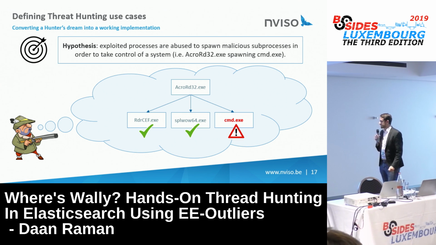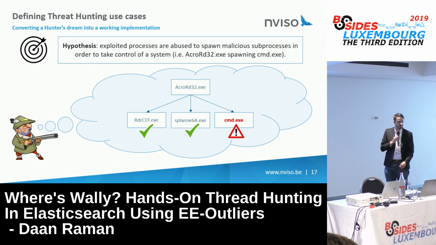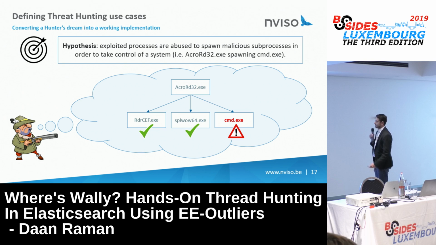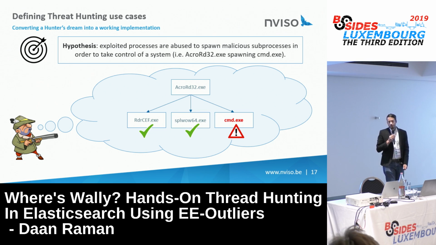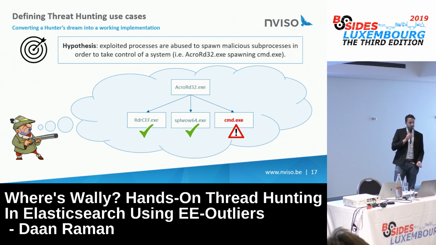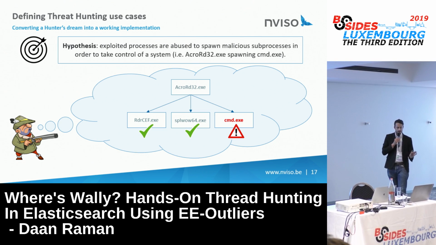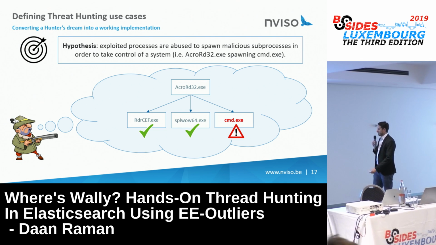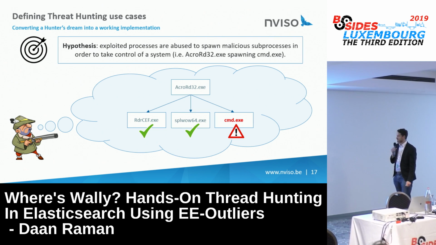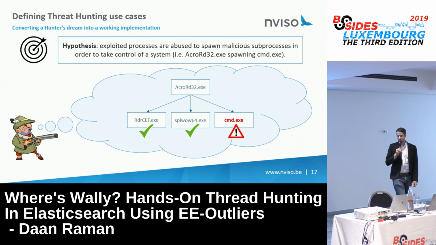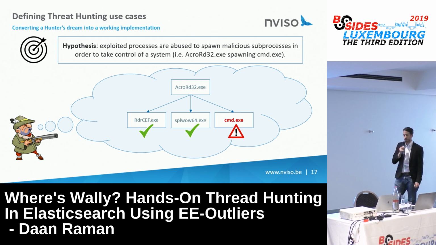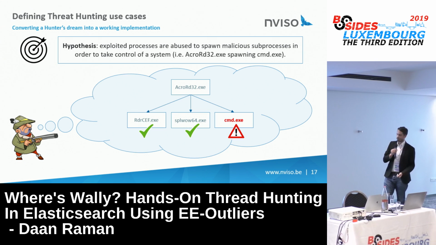I'll give you an example. So this is a threat hunting hypothesis, something that any threat hunter could come up with. And we say the hypothesis is that an exploited process is abused to spawn a malicious subprocess in order to take control of a system. So we've all seen this case where there's, for example, a vulnerability in Adobe Reader, just taking a very random application, where it spawns a few processes across, for example, the period of a week. And where one of them, cmd.exe, I would not expect to be spawned by Adobe. So something I would like to investigate.